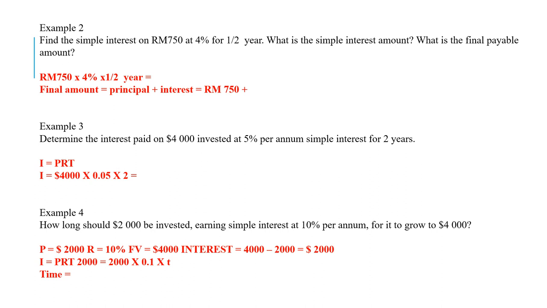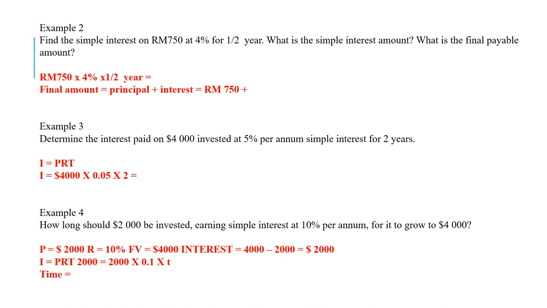Determine the interest paid on 4,000 invested at 5% per annum, simple interest for 2 years. So interest paid. Now you want to find how much interest. 4,000 invested. How much you invest is always your principal times rate. Can you see the 5%? I put it here at 0.05 times 2 years. Okay, so you should be able to find the interest.